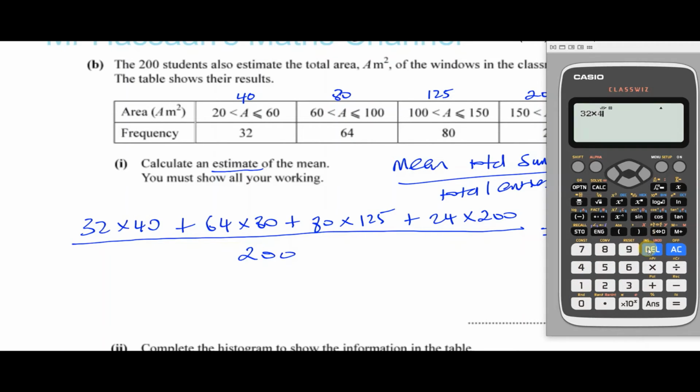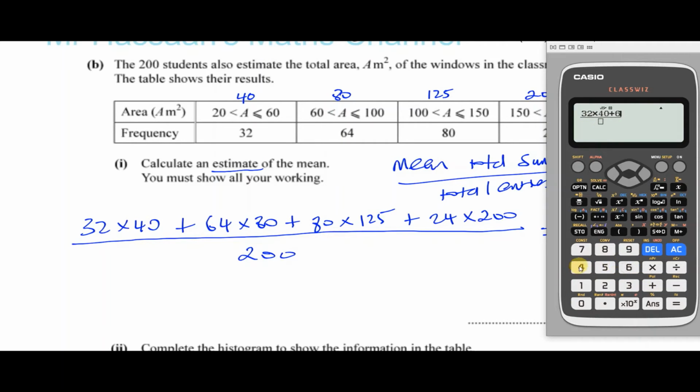Let me just make one big fraction. 32 multiplied by, see, I already made a mistake there. Be careful when you're using a calculator. 32 multiplied by 40. Okay, always check in case you press the wrong button. It's so easy to do.